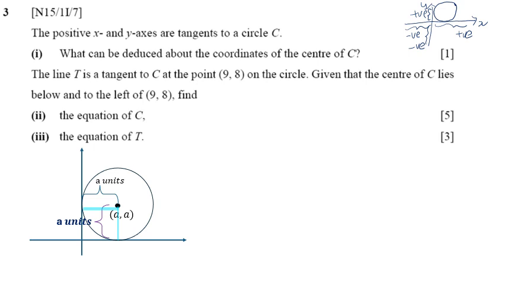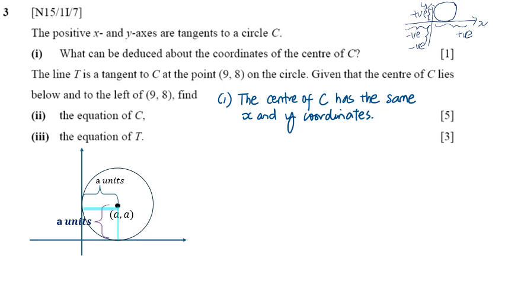And from the diagram, it's quite clear that the center of the circle will have the same x and y coordinates. I let the center of the circle be (a, a). You can use other variables, but from there we can deduce that the center of the circle has the same x and y coordinates. So that is the answer for part 1.